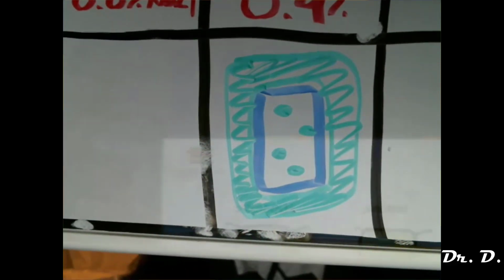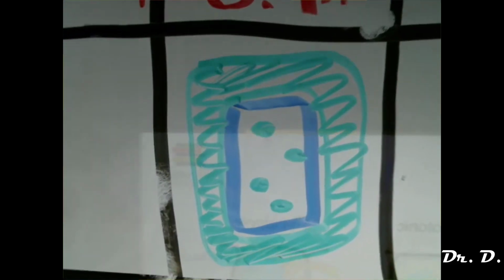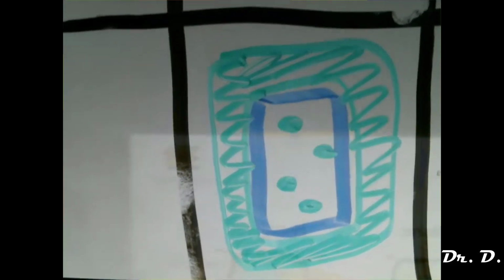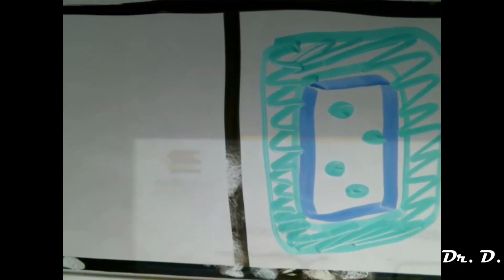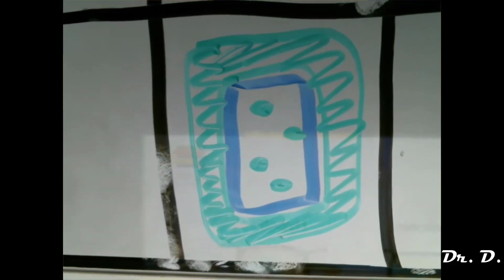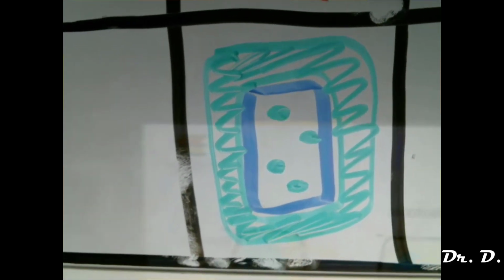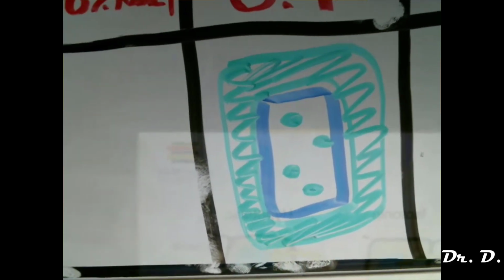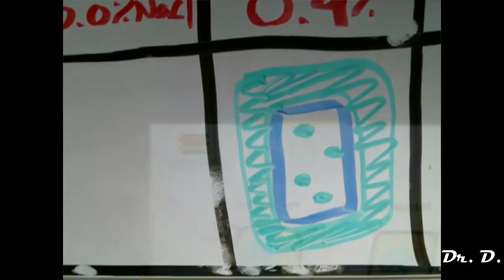Hopefully you can see the blue line. The blue line represents the plasma membrane of the plant cell. The thick green stuff would be the cell wall, the cellulose cell wall of the plant cell. And the green dots are the chloroplasts inside, right?